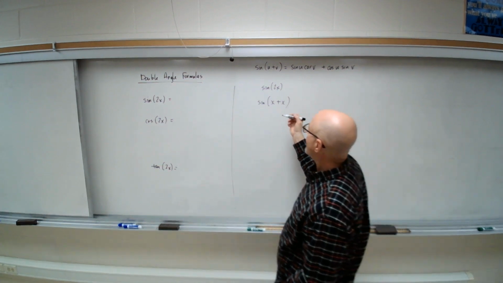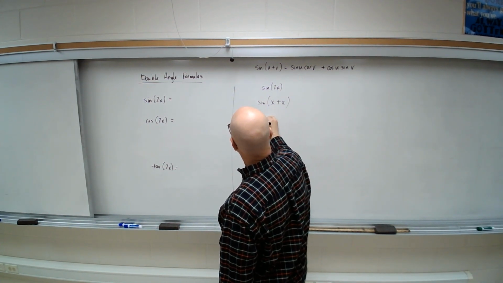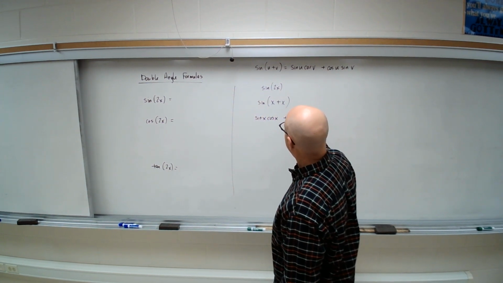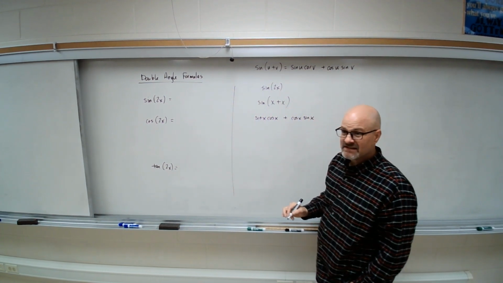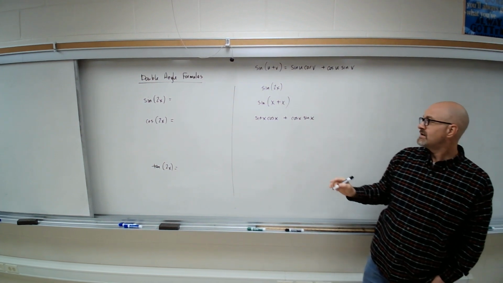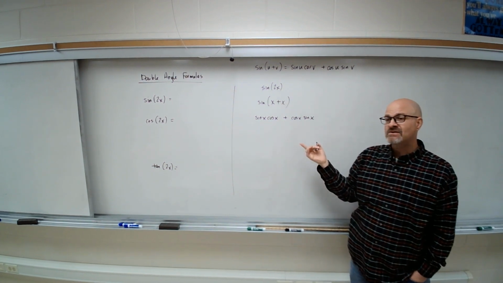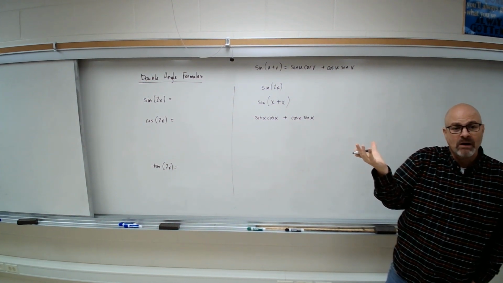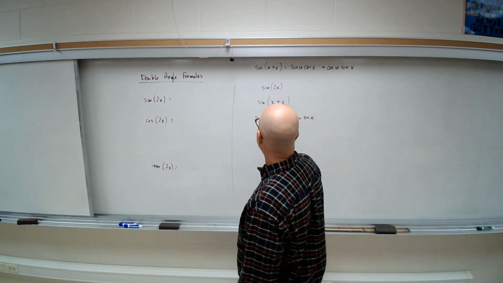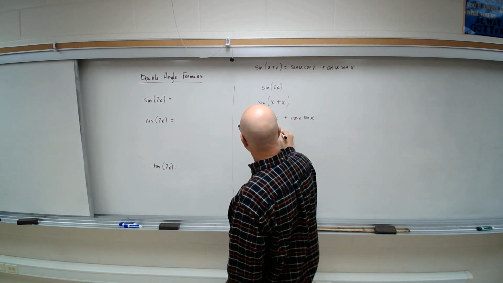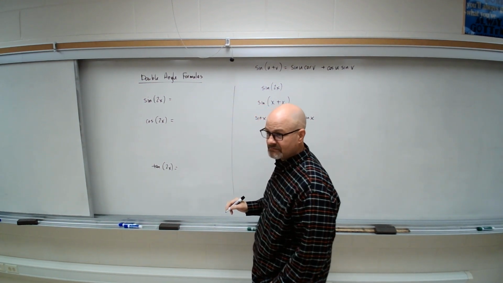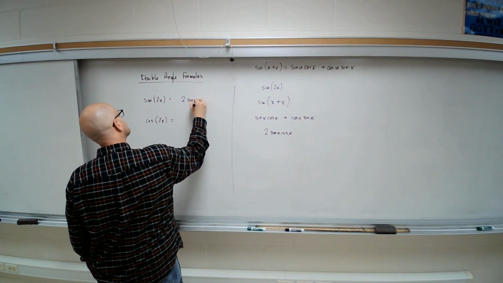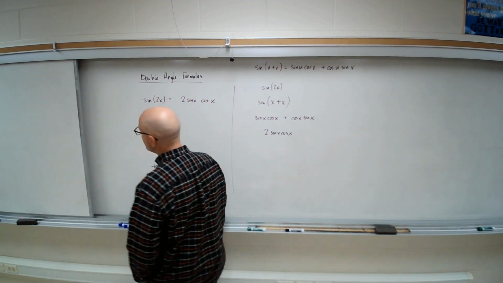So when I write this out, I get the sine of x times the cosine of x plus the cosine of x times the sine of x, which look different because they're in opposite orders, but we know that multiplication is commutative. You could just switch them. It's the same term twice. So it's just going to be 2 times the sine of x times the cosine of x. So that's where that formula comes from. So here is 2 sine x cosine x.